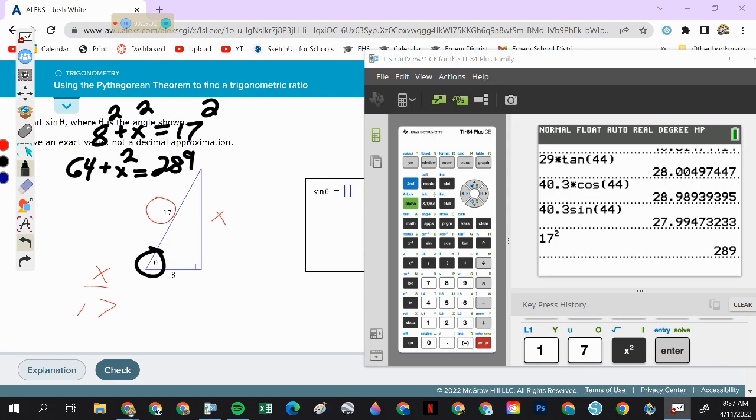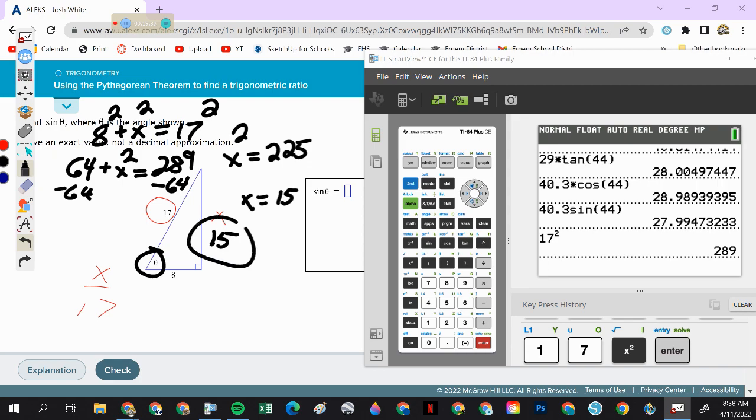What do I do here? Subtract 64. So x squared equals 225. I take the square root and I get 15. So x equals 15. So I now know that x is 15. What is the sine of theta? So sine would be opposite over hypotenuse. So the answer is 15/17.